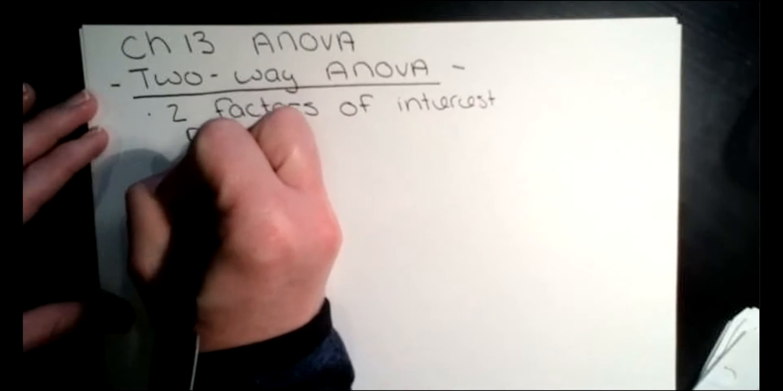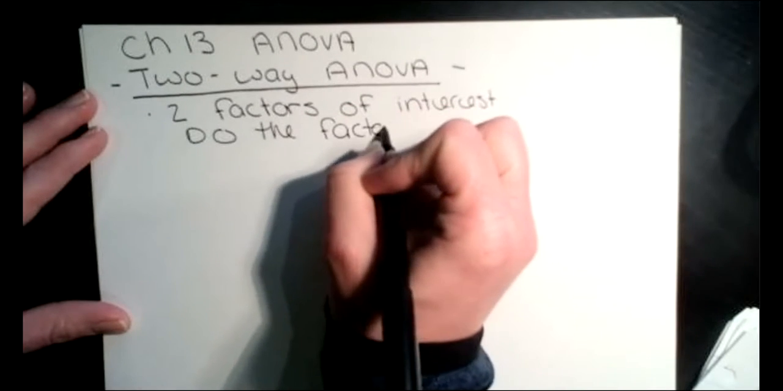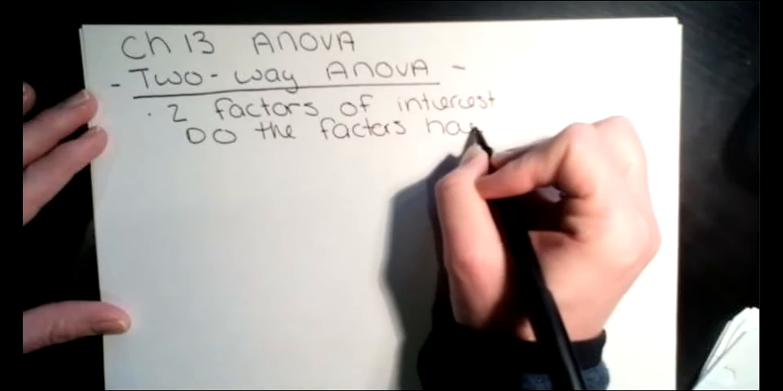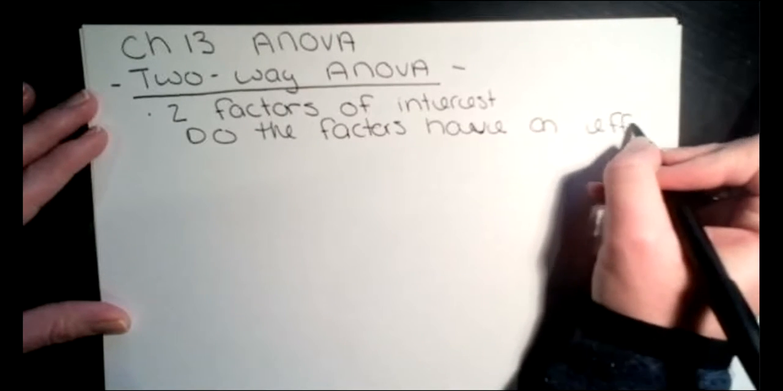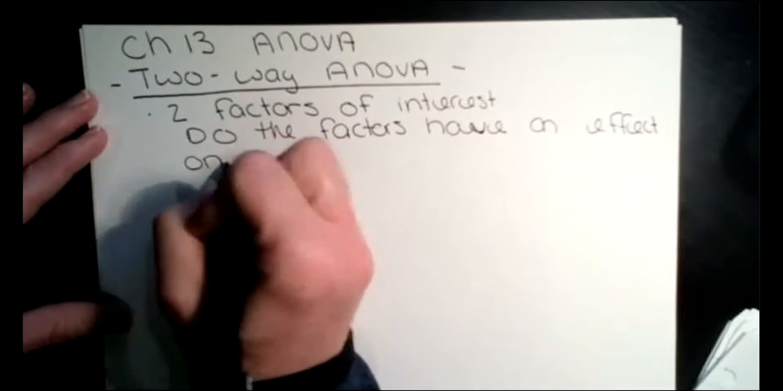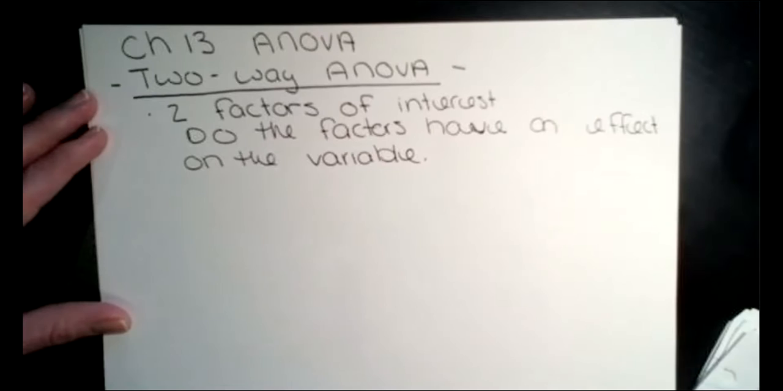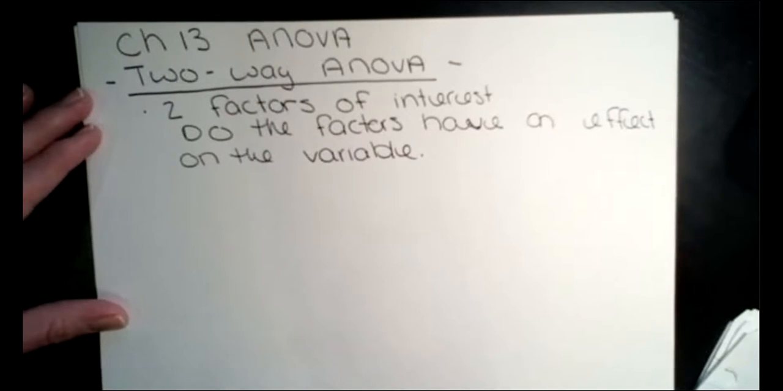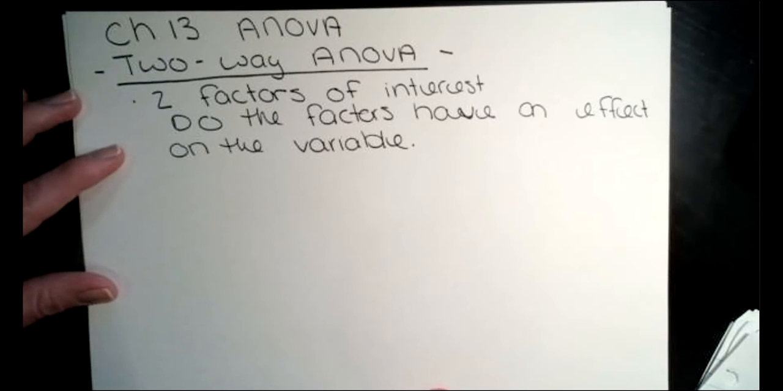Let me just write that here. Do the factors have an effect on the variable? And one might and one might not. So we could have different answers here. We could show that both factors have an effect on the variable. We could show that neither have an effect on the variable. We could show that one has an effect and the other one doesn't. So we have different scenarios that can happen here, and we'll see that.